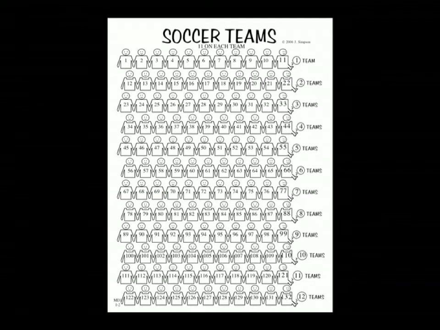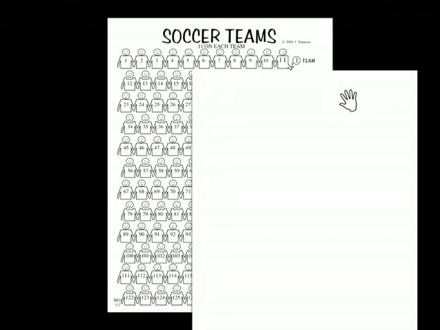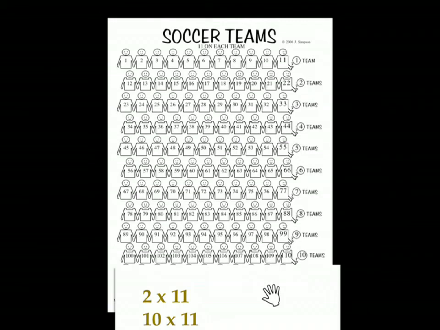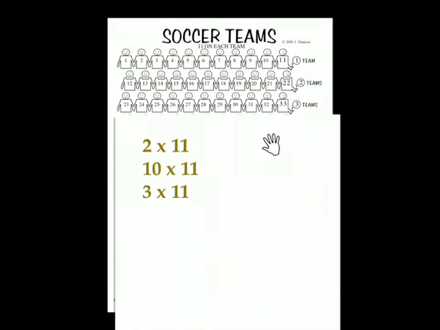Now it's time to explore the groups out of order. Tell the students, now it's time for fast hands. As fast as you can, move your paper to show 2 teams. Tell how many players you see. Quickly show 10 teams. How many players altogether? 3 teams. How many players?